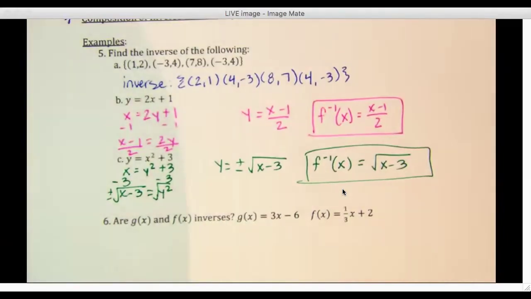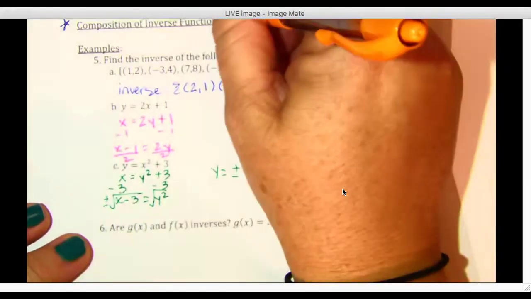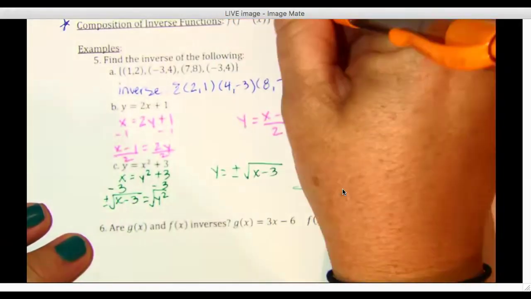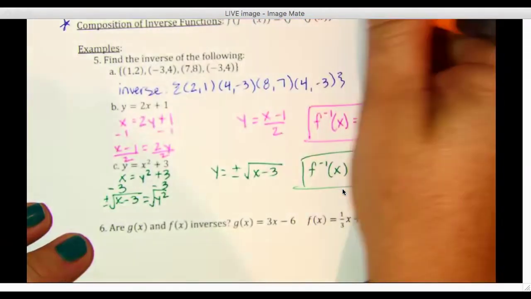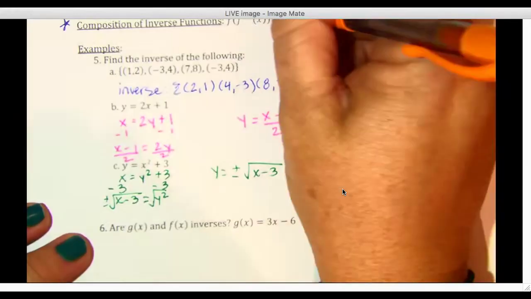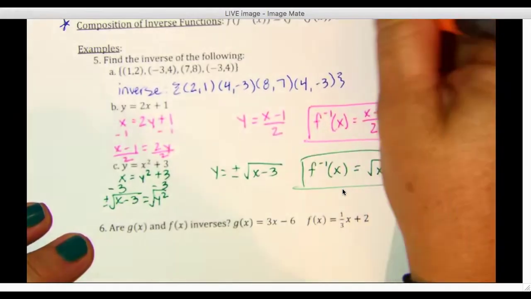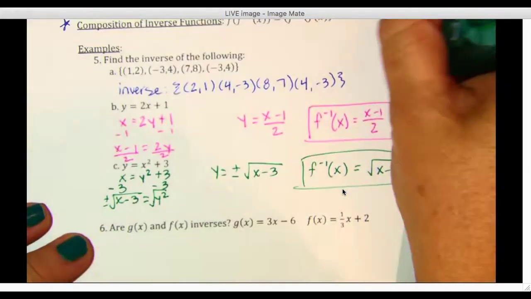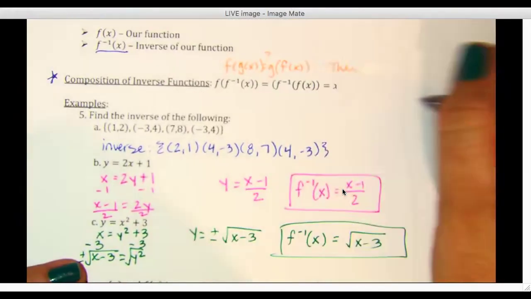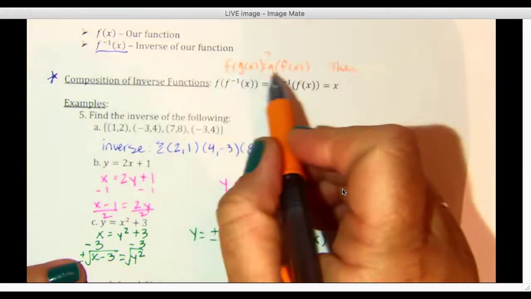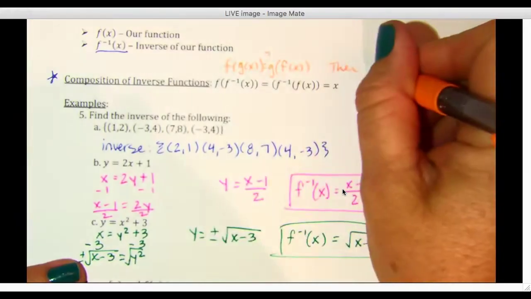Now we're going to come back to what I mentioned above, composition of inverse functions. We saw f of g of x and g of f of x. And if these are equal, then they're inverses of one another. So if f of g of x and g of f of x are equal to each other, switching those orders, then they are inverses.